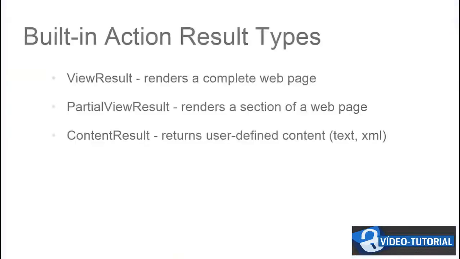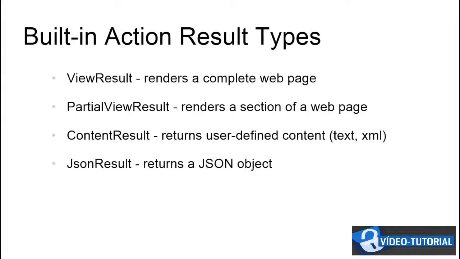We've already seen a content result when we returned our ATM serial number. This can be almost anything you want, even a complete HTML document. But typically, it's just some plain text or maybe some XML. If you want your action method to return JSON, it's a good idea to use a JSON result, and we would use the JSON method to do that.